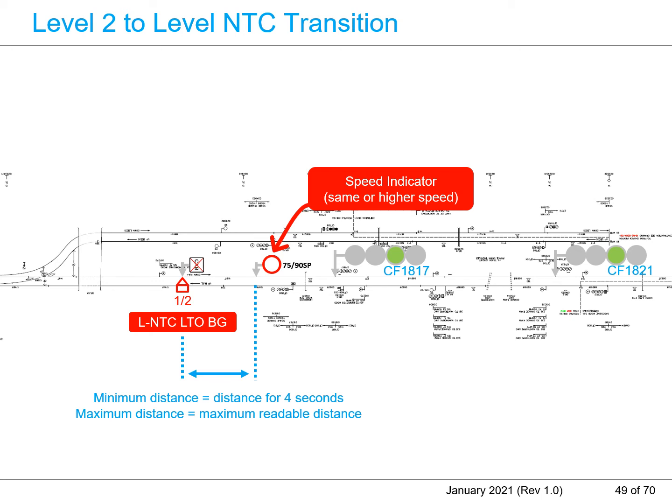Speed indicator will be provided relative to the LTO Balise group. The minimum distance is the distance for 4 seconds minimum reading time of the speed indicator. The maximum distance is the maximum readable distance of the speed indicator. When the train driver passes the level transition border, the speed indicator will be visible to the train driver, reminding the train driver of the maximum miles per hour speed value in the level NTC area.